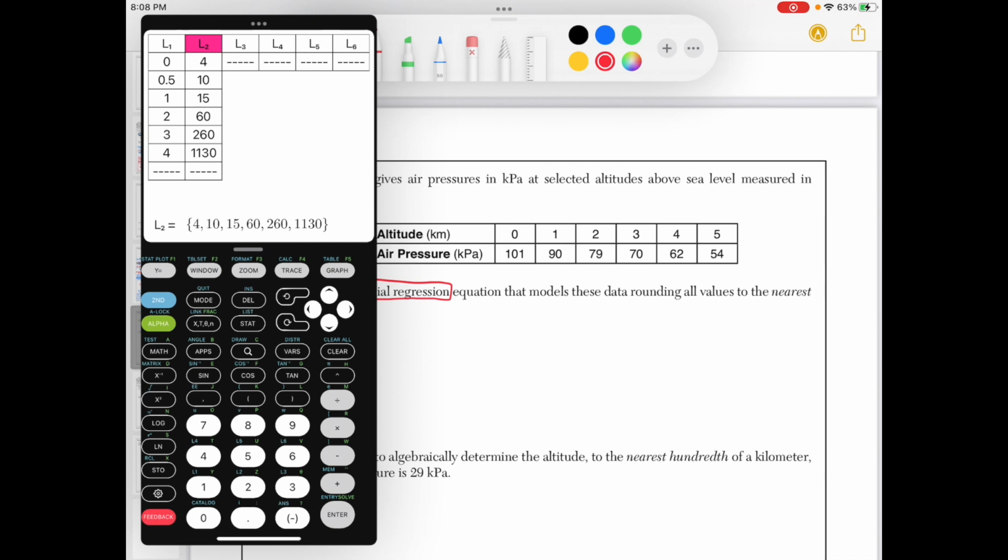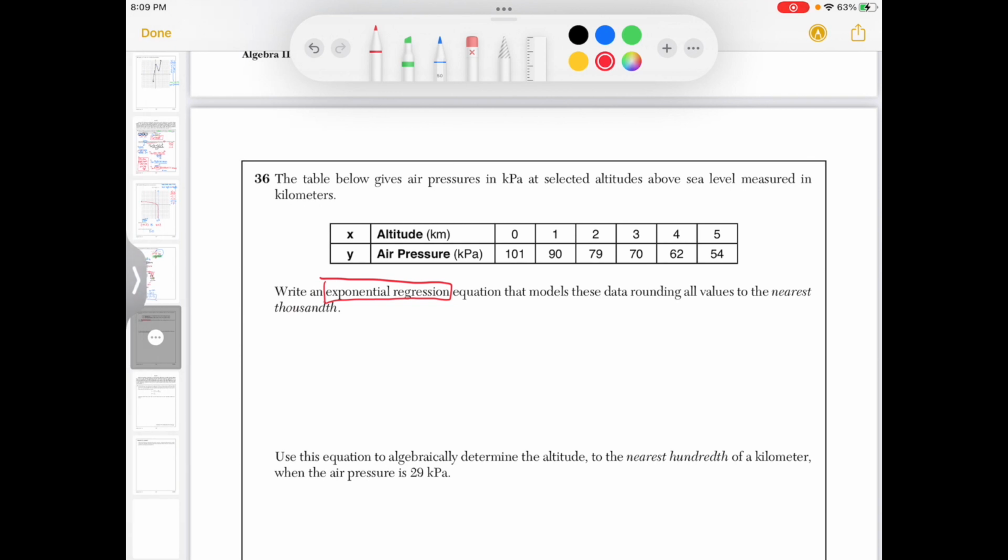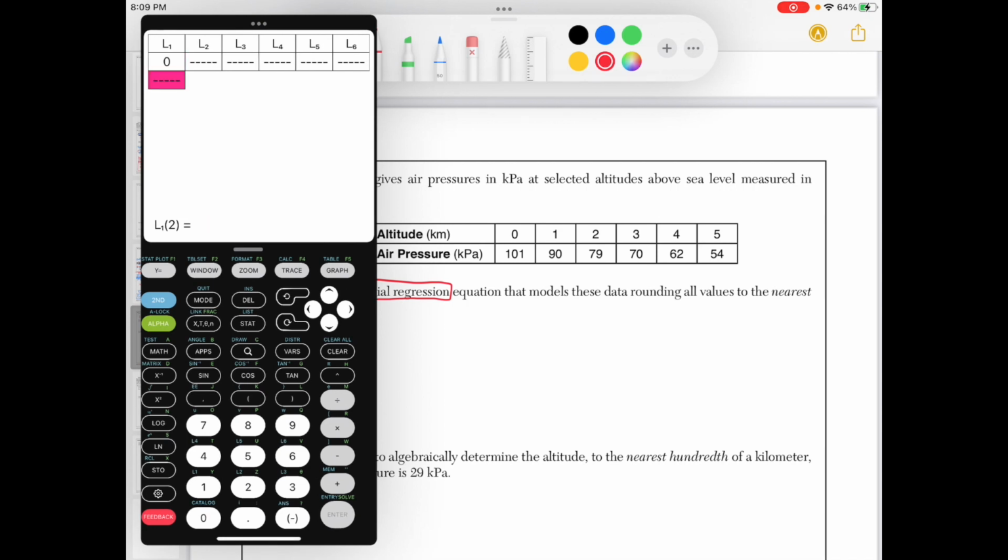I forgot mine's different. So you're going to clear out the list that you have in there by highlighting over L1, pressing clear enter, highlighting over L2 and pressing clear enter. I have to go through and actually delete my values, but you do not have to do that. So again, highlight over L1, clear enter, highlight over L2, hit clear enter. Now your X values get typed into L1, your Y values get typed into L2. So here I go. L1 is 0, 1, 2, 3, 4, 5. Next 101, 90, 79, 70, 62, 54.